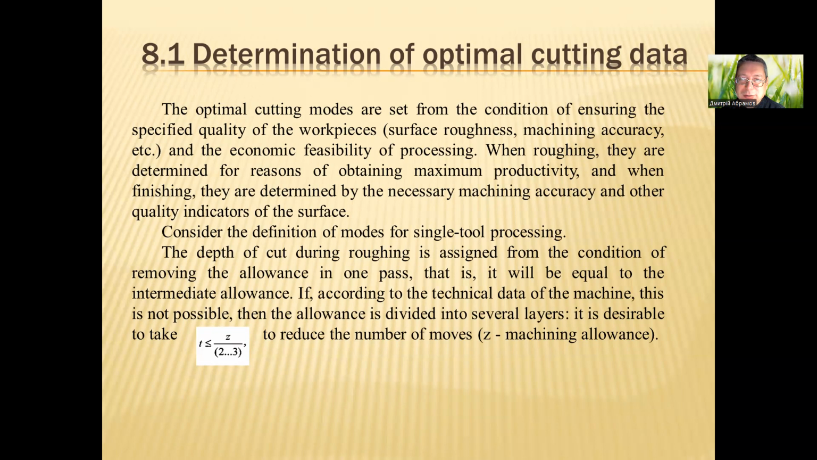When roughing, they are determined for reasons of obtaining maximum productivity, and when finishing, they are determined by the necessary machining accuracy and other quality indicators of the surface. Consider the definition of modes for single tool processing.